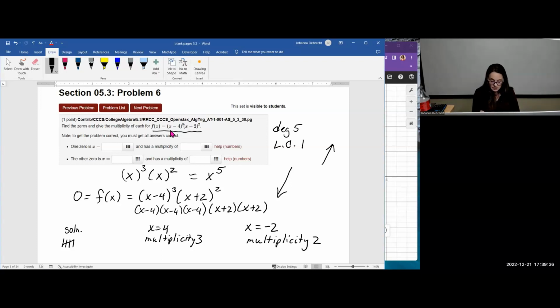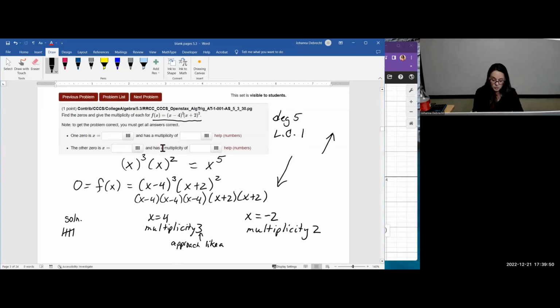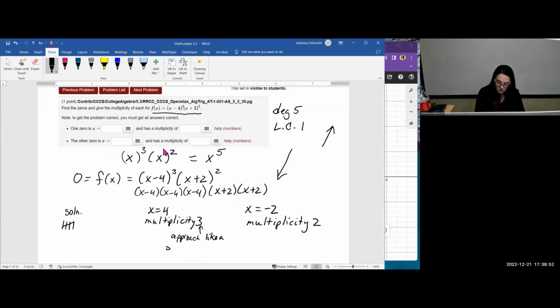Now, what is this going to do to our graph? Because this one is multiplicity 3, it's going to approach like a saddle point. Right? So now I'll draw you a picture of what a saddle point looks like. Right? So again, that's sort of like you're hiking. You think you're getting to the top of the mountain, but when you come over the crest, you realize that it just flattens out and then it goes up again.